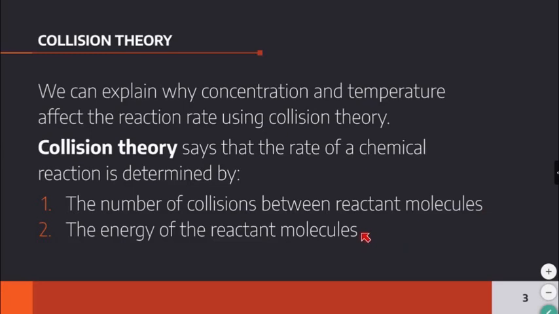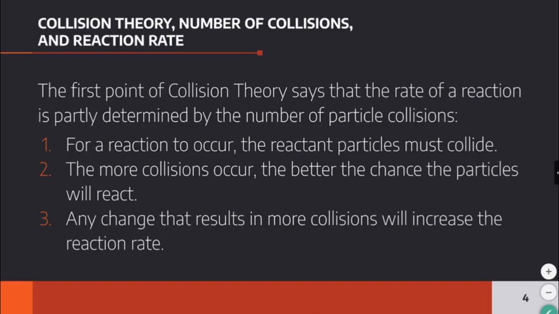And the second thing that matters according to collision theory is that the rate of a chemical reaction is determined by the energy of the reactant molecules. As we change how much kinetic energy those molecules have, that will change how quickly that reaction happens. Recall that the rate of a chemical reaction is how quickly that reaction occurs. We can explain temperature and concentration's effect on reaction rate by using just these two ideas. So the first point of collision theory says the rate of a reaction is partly determined by the number of particle collisions.